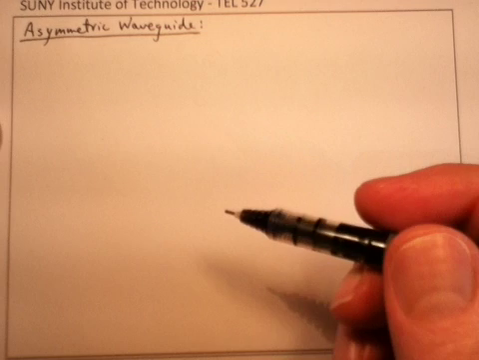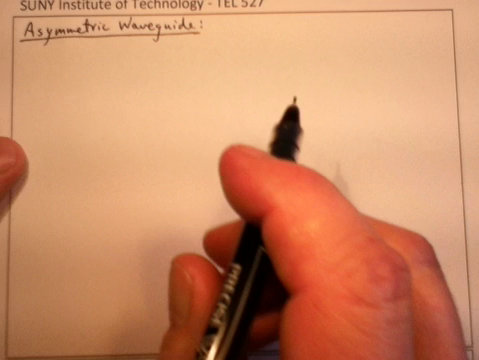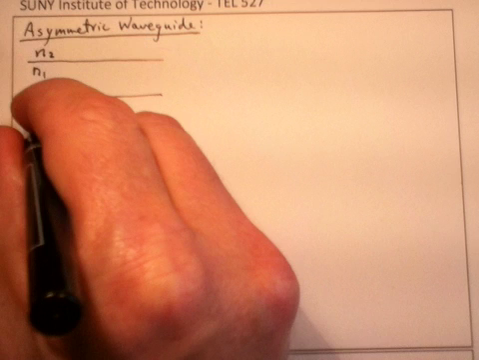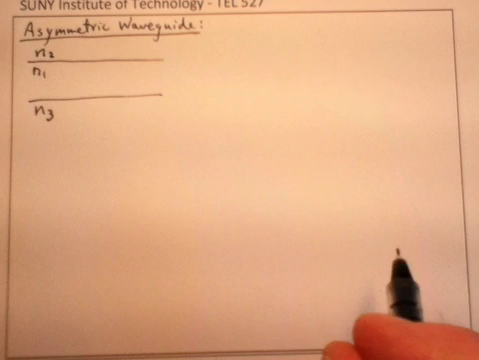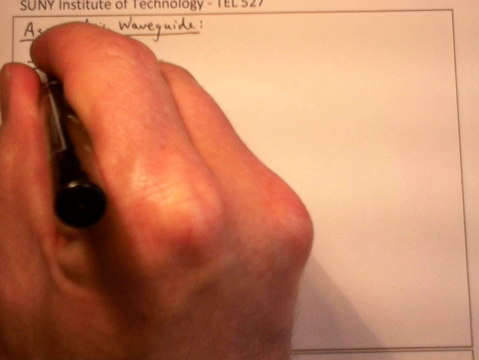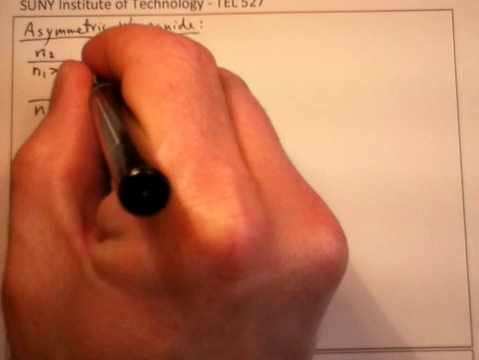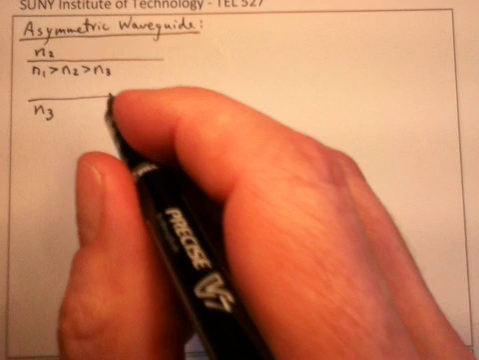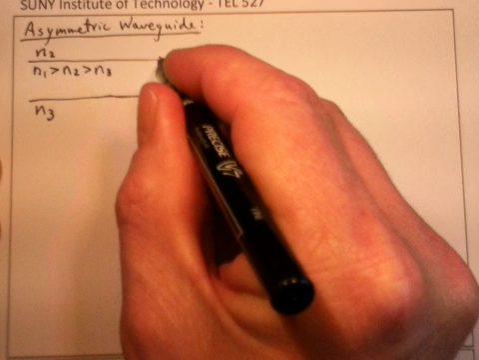For the asymmetric waveguide, it's a different story, and in the asymmetric waveguide we've got a situation something like this, where we've got a core index of n1 and two different cladding indices of n2 and n3. And what we'll do is we'll suppose that n1 is larger than n2, and n2 is in turn larger than n3. So now n2 and n3 are not equal, and we have our asymmetric waveguide. So there's different indices on both sides of the waveguide.